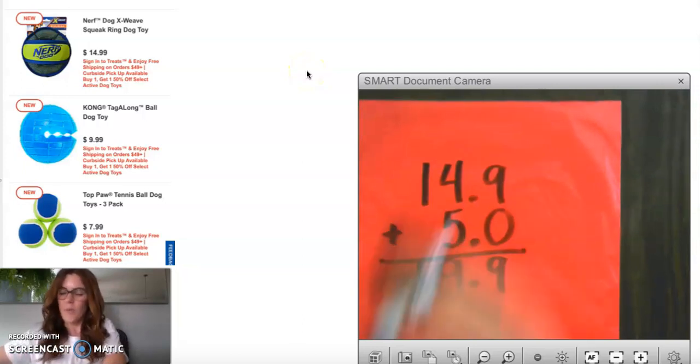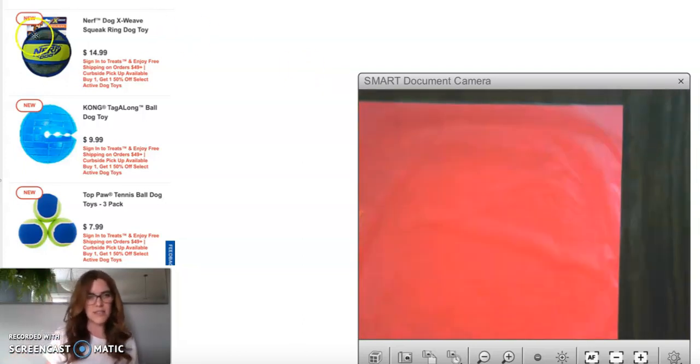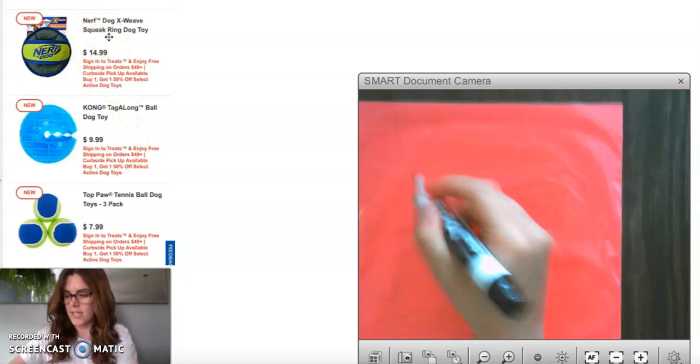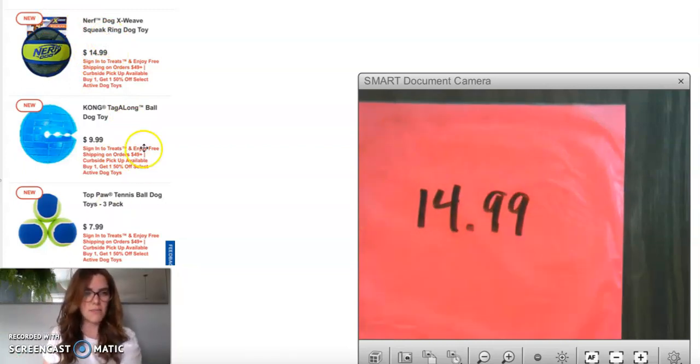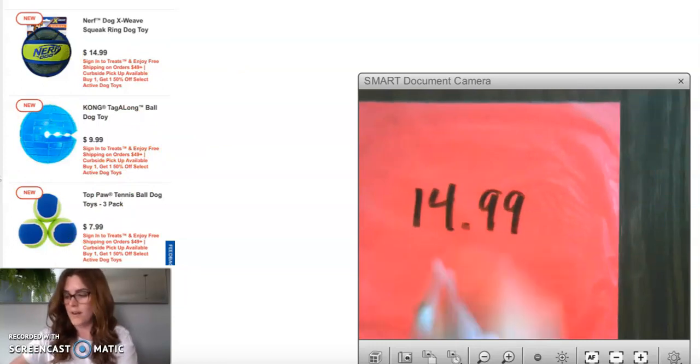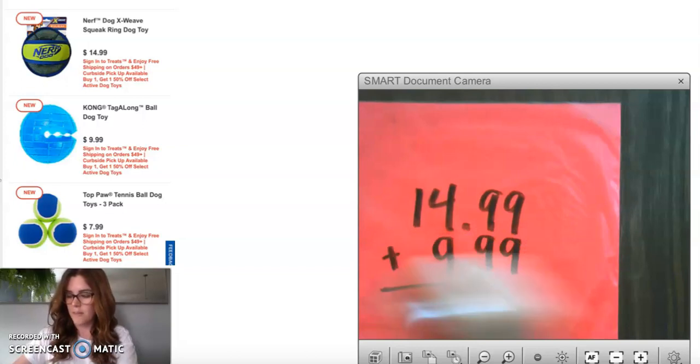So let's say we're at the pet store wanting to get Winston some new toys, and we see these 3 toys on the shelf. I decide that I want to get him just 2 new toys. So I'm going to buy him, let's see, the Nerf ball for $14.99, and I'm also going to get him the Kong ball for $9.99. Now I have lined up the numbers.